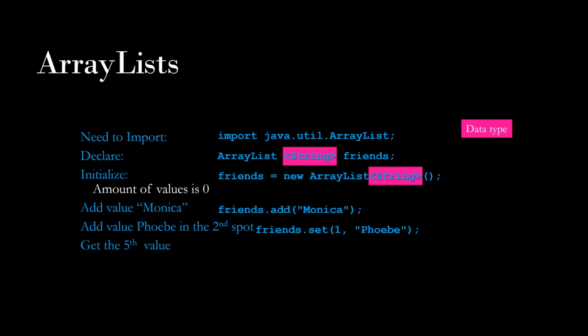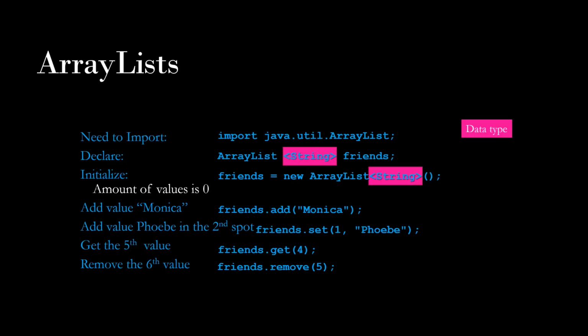And then if we wanted to see what the fifth value was, then we say get 4. Because remember, it starts at 0, and so the fifth value would be the index value 4. If we wanted to remove an item, that's also something that we can do, and that's where we just do remove and then the index value.